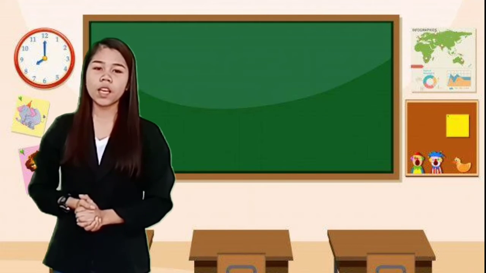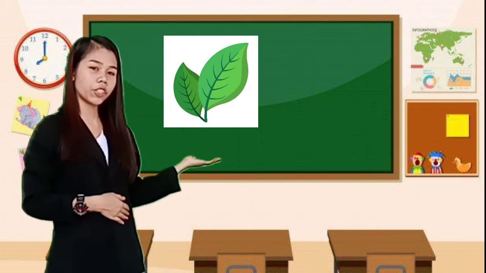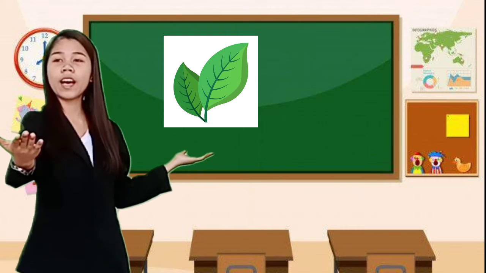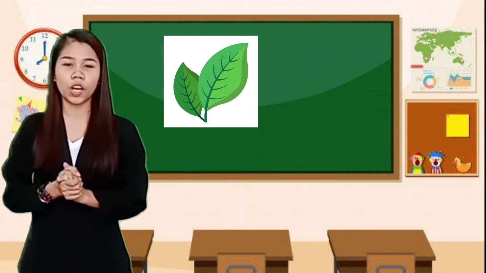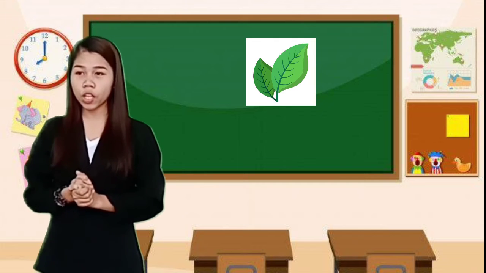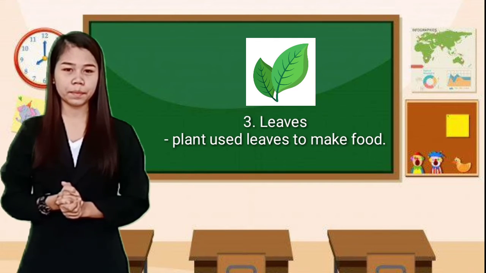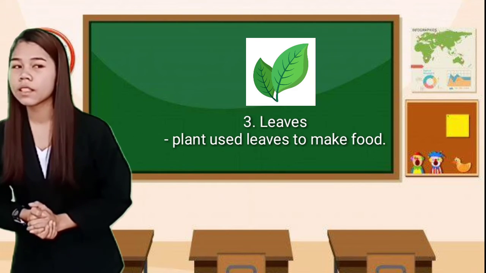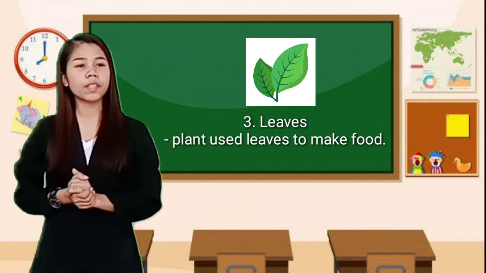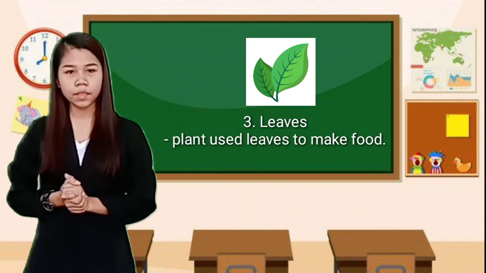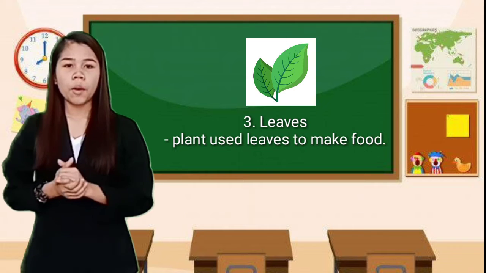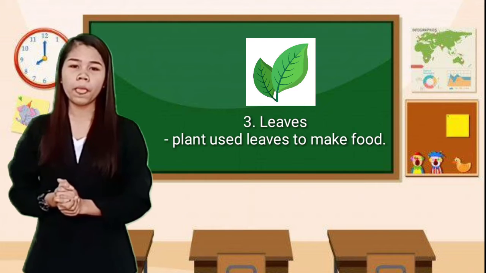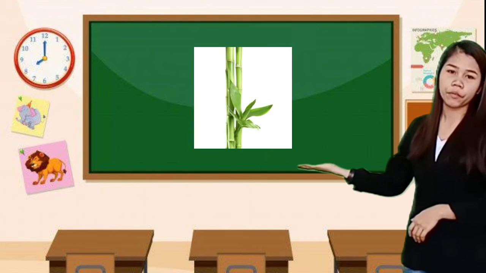What have you observed in this part of the plants? How about this picture? Class, Erica? Yes, it is color green. This part is called leaves. Again, what is the function of the leaves? How about you, John? Plants use leaves to make food. Very good. Okay, how about this picture, number 4?